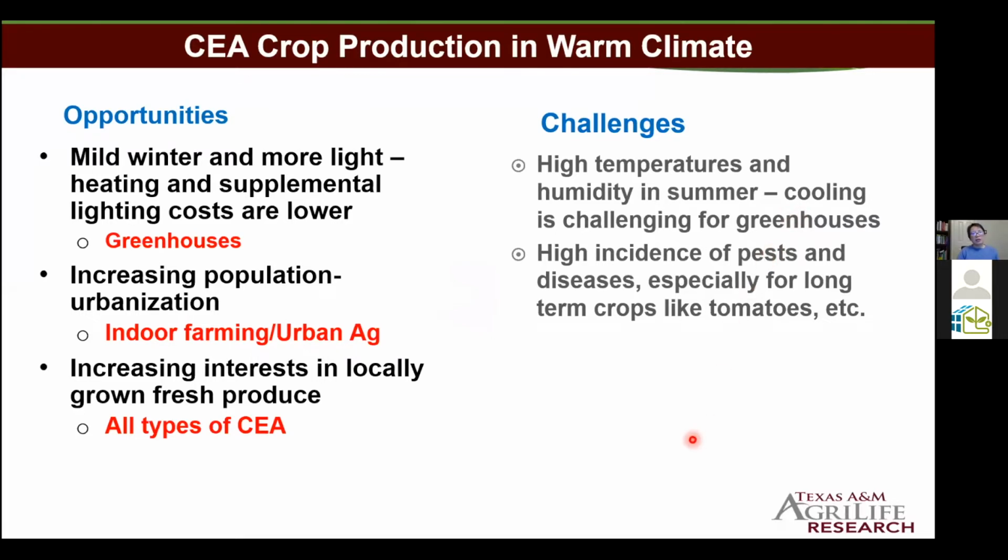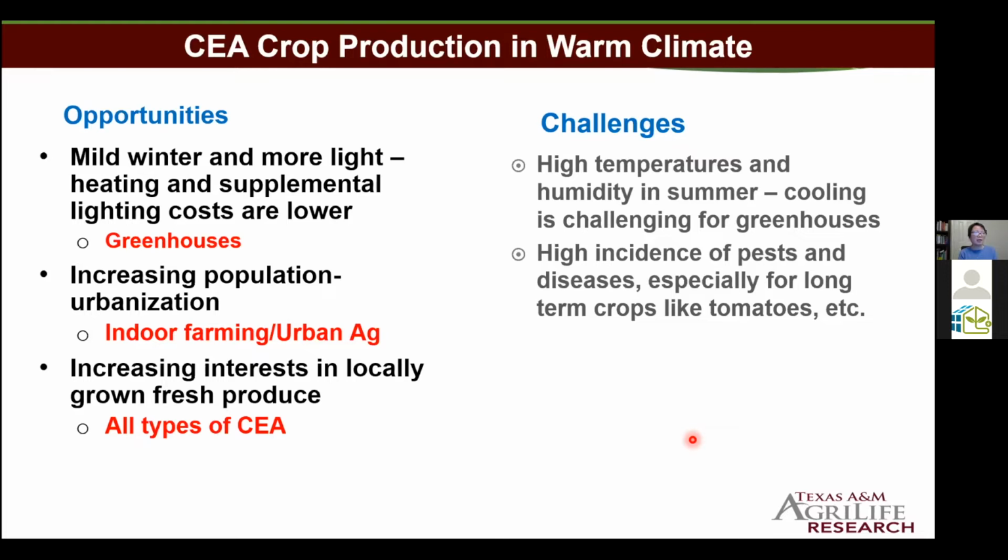So in Texas, because we are in the southern part, our challenges and opportunities in CEA crop production are slightly different from northern states like New York. We have a mild winter and more sunny days, more natural light. So in wintertime, our heating cost and supplemental lighting cost are lower, which is good for developing greenhouse production. Also, if you look at the population increase in the last 2 decades, in southern states we have more than a 20% increase. Especially in Texas, we have many larger cities and a larger population. So this is a great potential market for indoor farming and for developing urban agriculture.